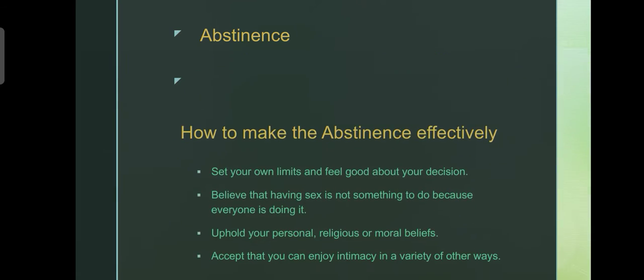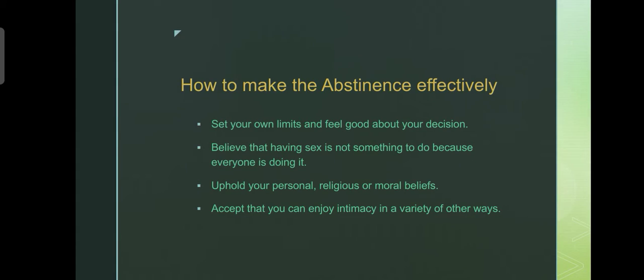So, to make abstinence effective, here are the tips. First, set your own limits and feel good about your decision. Be happy with your decision of no sex, or not having sexual intercourse. Then believe that having sex is not something to do because everyone is doing it.